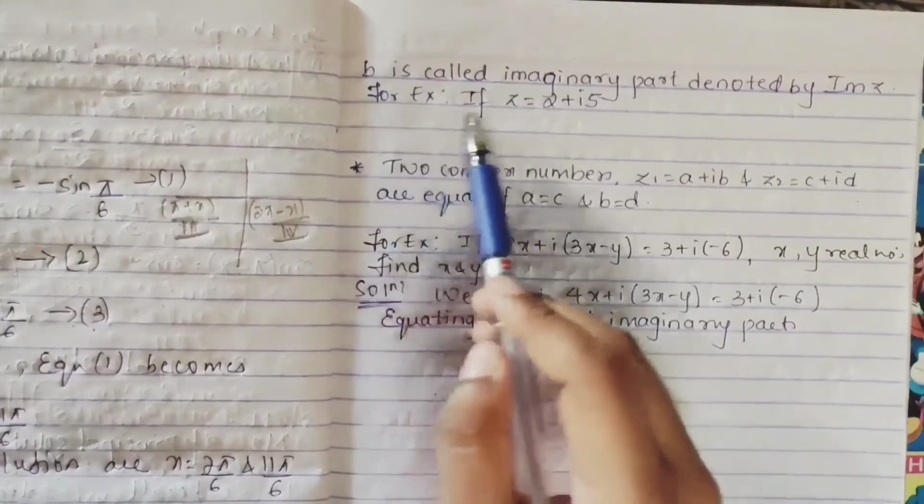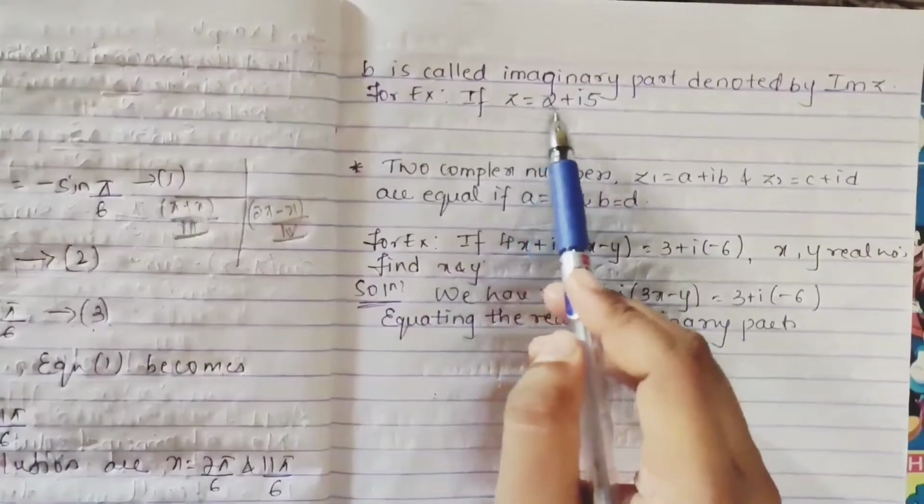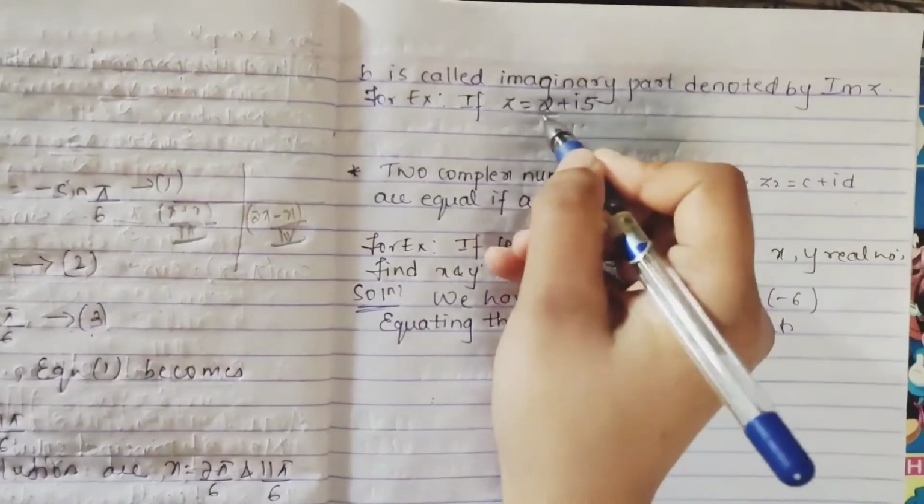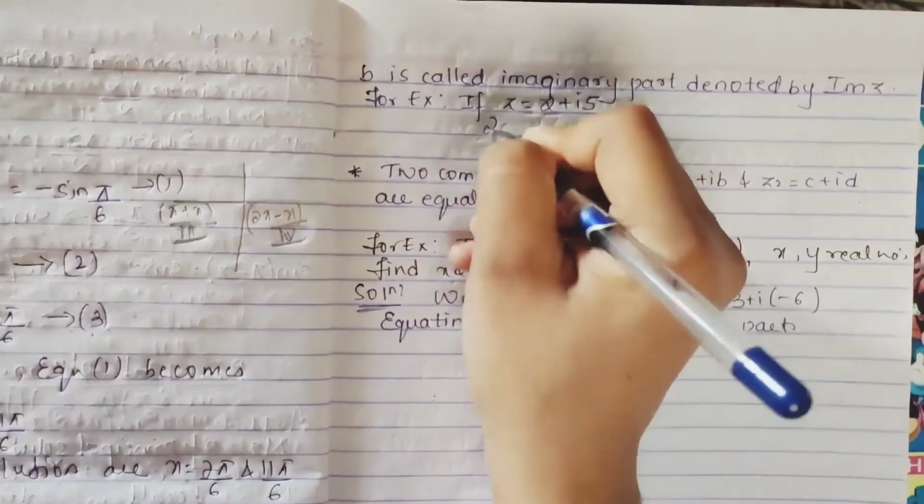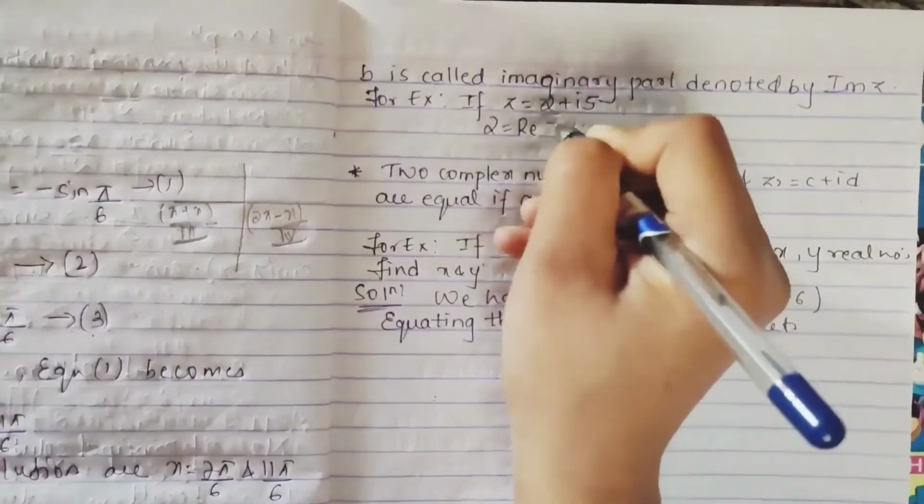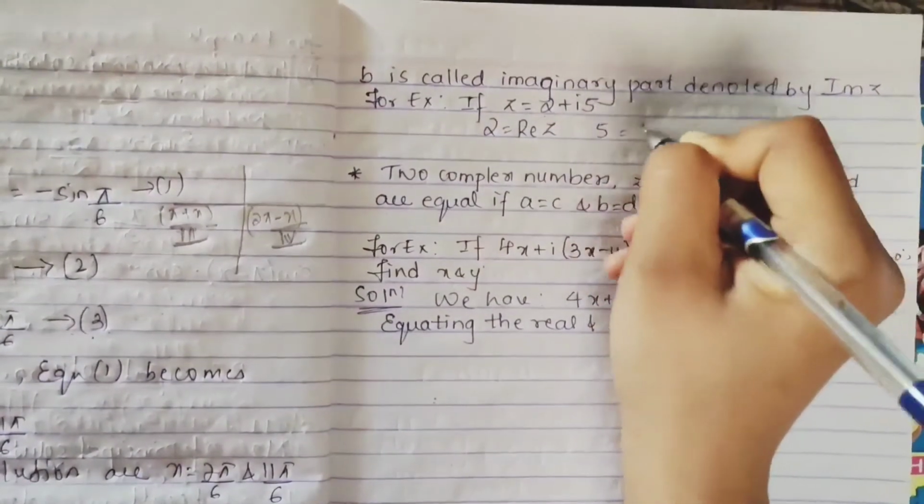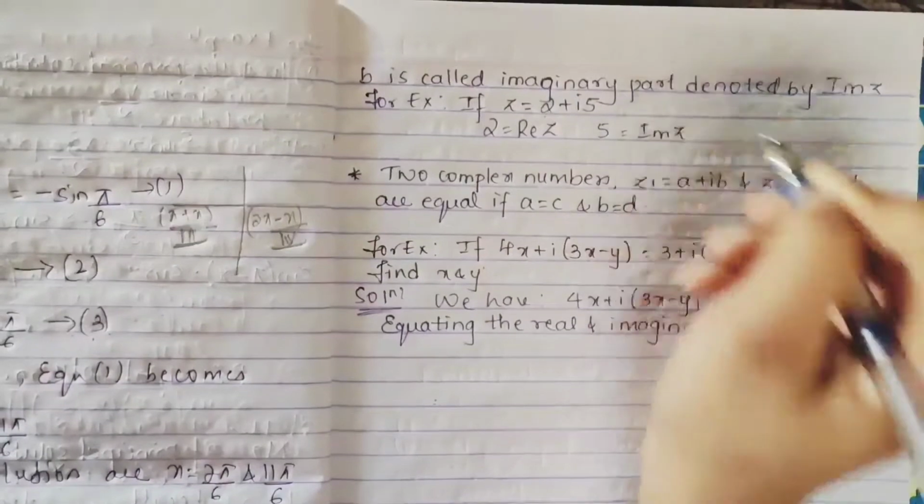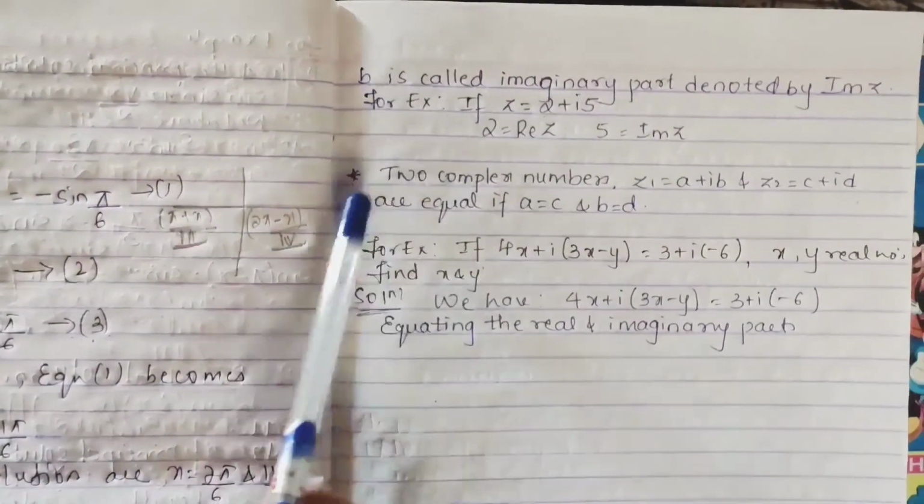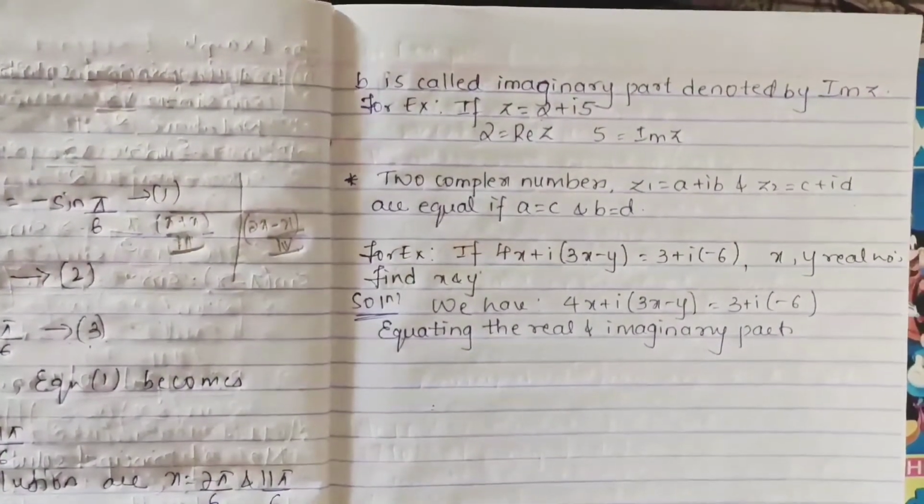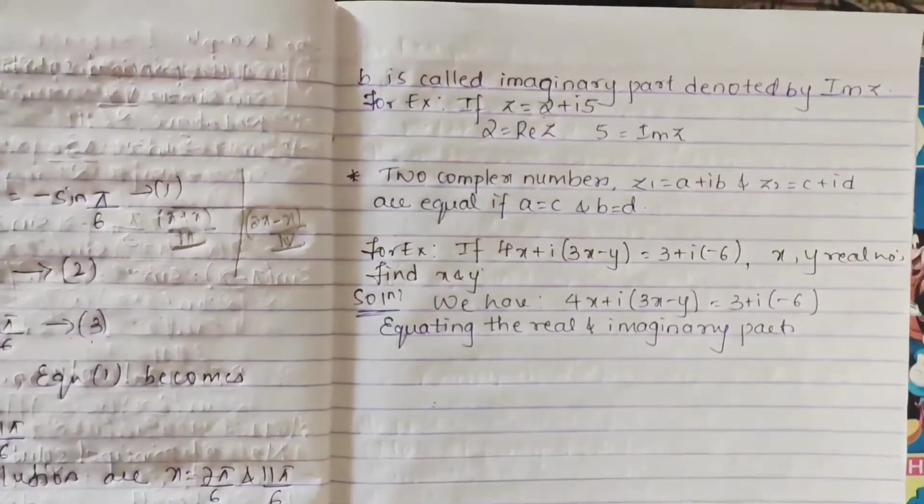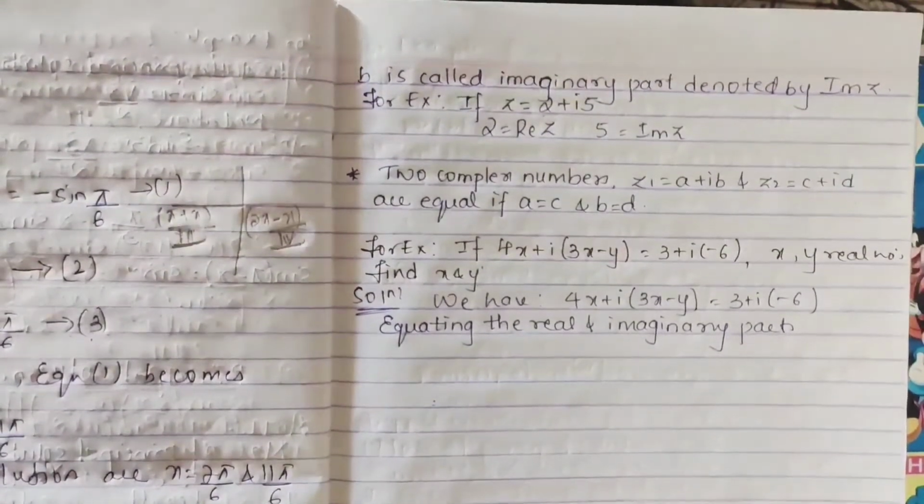For example, I have taken z is equal to 2 plus i5. Here 2 is what? 2 is equal to the real part of z. 5 is equal to the imaginary part of z. Right. Here 2 is the real part of z and 5 is the imaginary part of z. Understood?